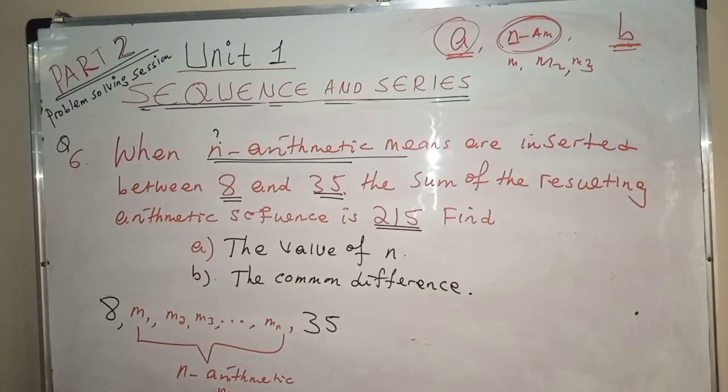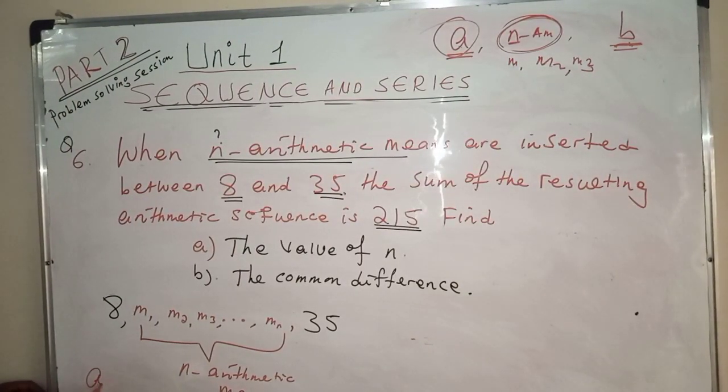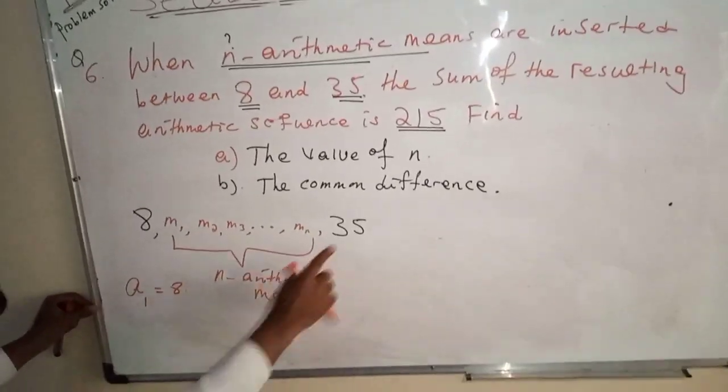So the first term always is the first term. So as you can see, the first term of this sequence is 8. But what will be the position of this one?